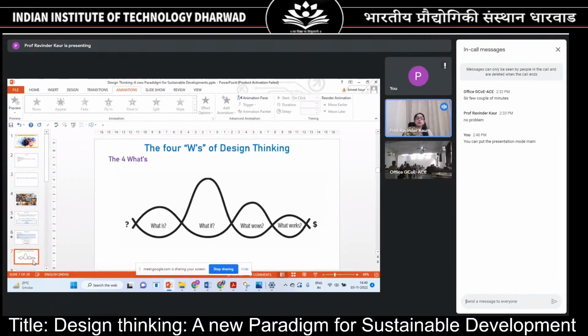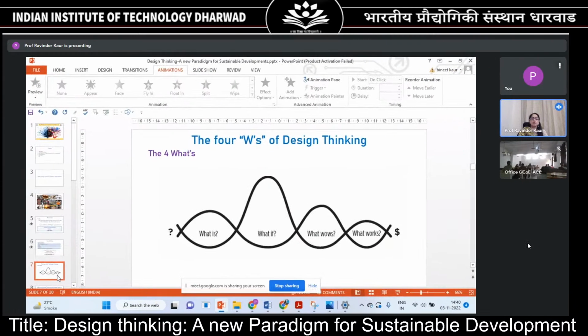So the main focus is on defining the problem. Even Einstein says, if I am given 60 minutes to solve a problem, I'll spend probably 55 minutes in understanding the problem. So the first part is from a user's point of view, or let's say now we're talking of sustainability, from the environment, from the society point of view, what is the problem we are facing for which we have to find a solution? So that's the first step.